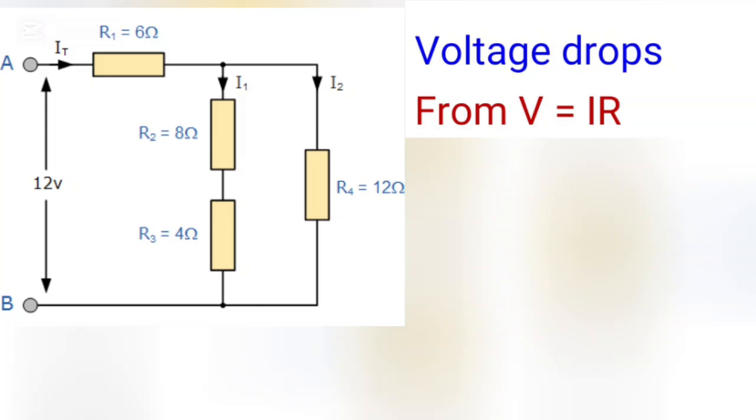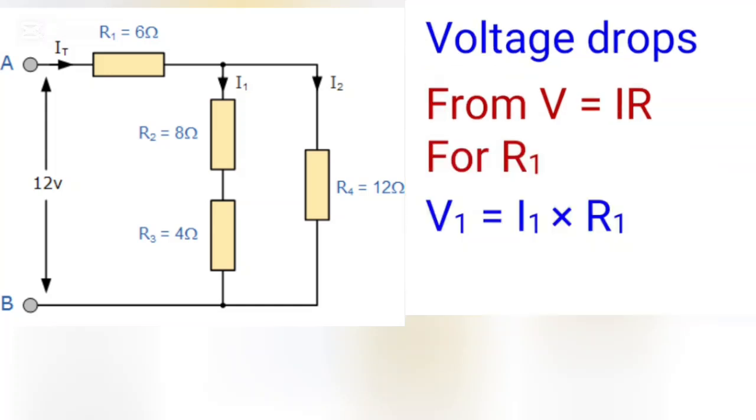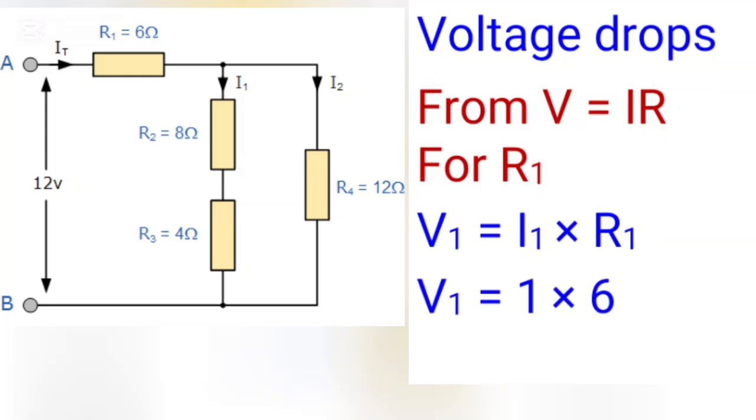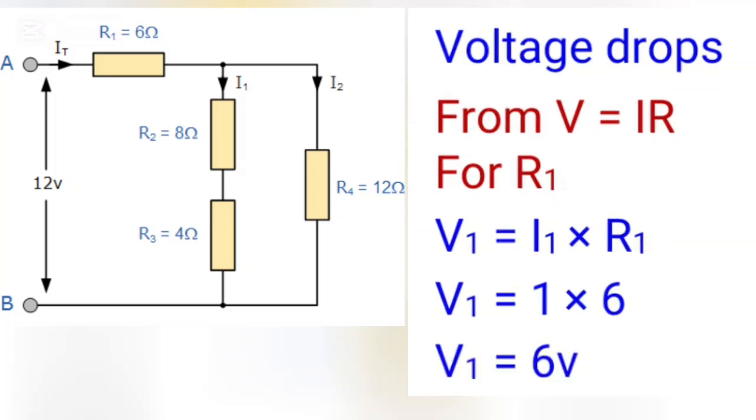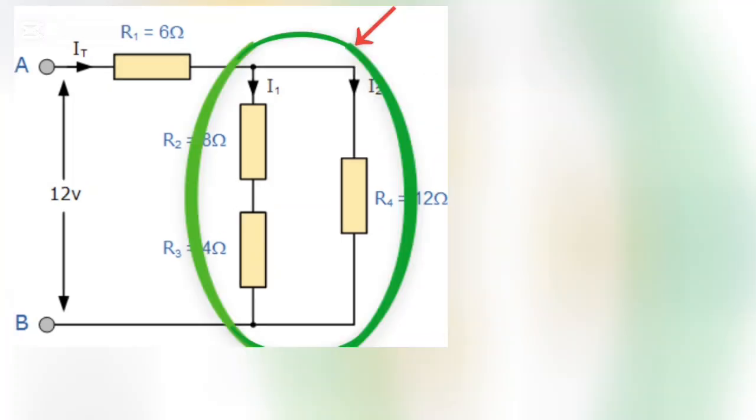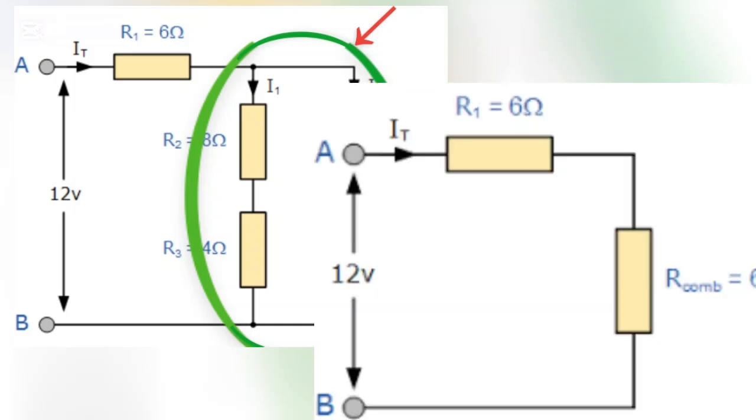Voltage drop. From V is equal to IR, for R1, V1 is equal to I1 times R1. V1 is equal to 1 times 6. V1 is equal to 6 volts. Remember that the whole of this arrangement is in series with R1. The new arrangement will look like this.